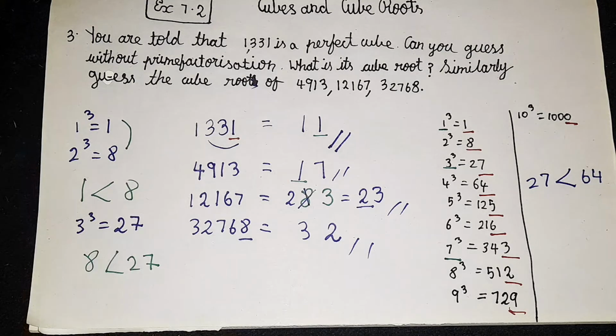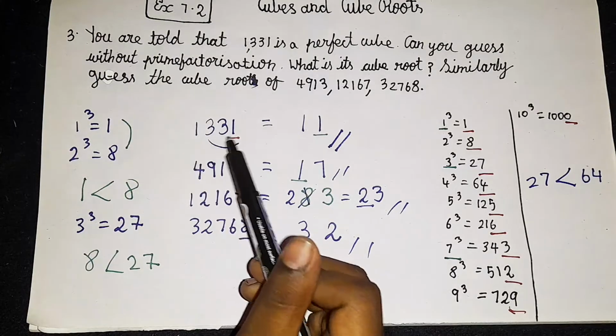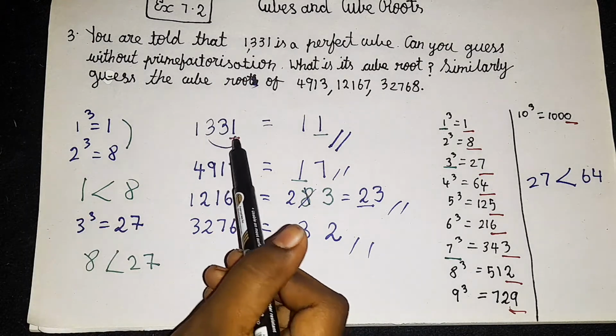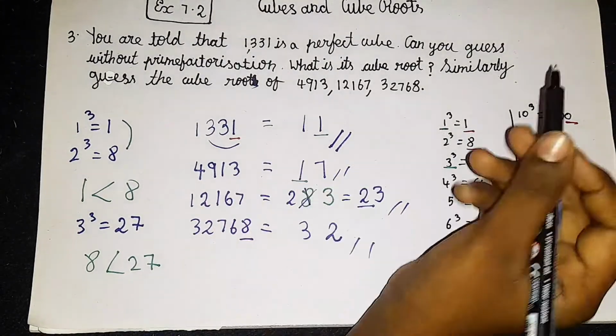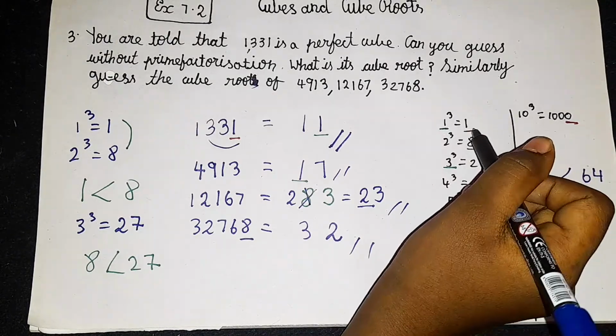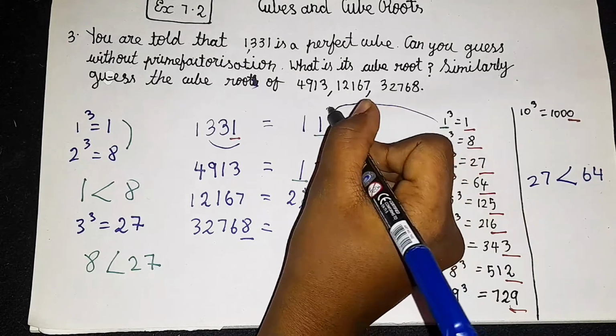Okay. I'll explain the first sum again for you guys. So here our question is 1331. So the end digit is 1. So in this we should check which one is having the end digit 1. Of course, 1 cube's answer is 1. Am I right? So in this we should write the question as the answer, which means I wrote this one.